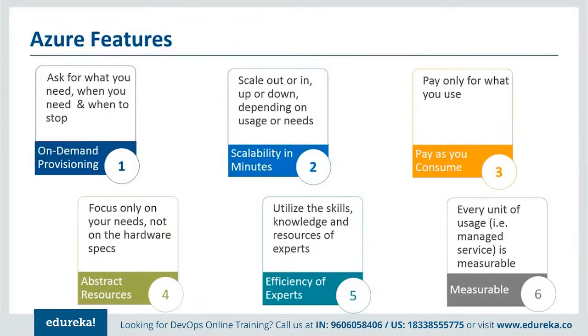When we talk about the features of Azure, the first thing that has come up is on-demand provisioning. What do we mean by on-demand provisioning? For example, if you are working in your on-prem environment, what happens? Let's say you have an e-commerce site and your requirements are suddenly growing. Now, what will you do? You will actually go ahead and say that I need more physical servers to handle that demand.